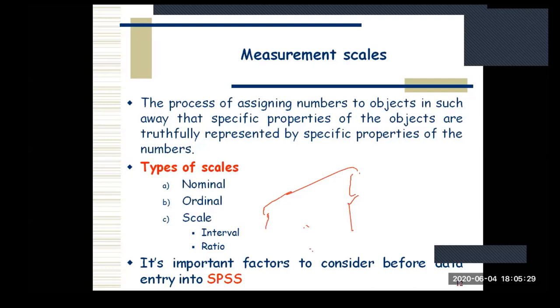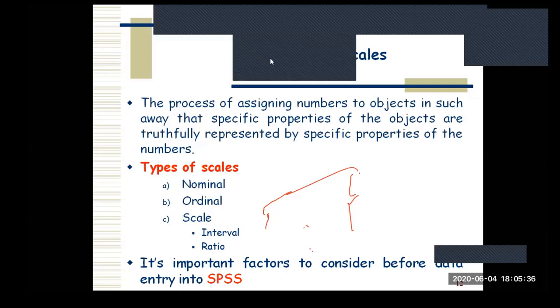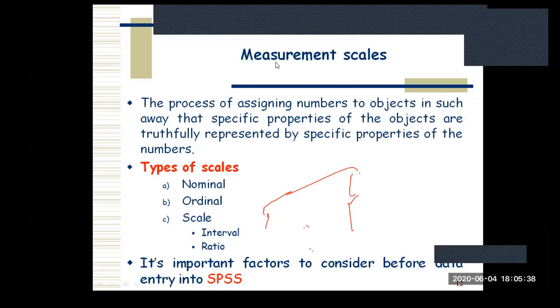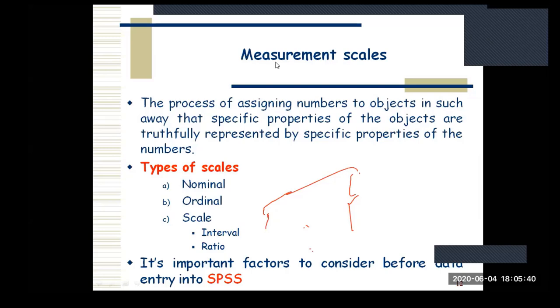Otherwise, the computer will simply recognize, as we know, that two is greater than one. If one is assigned for male, two is assigned for female, the computer will automatically treat them as numerical characteristics, numbers to the computer. That was the case. Therefore, you must understand three specific scales of measurement.